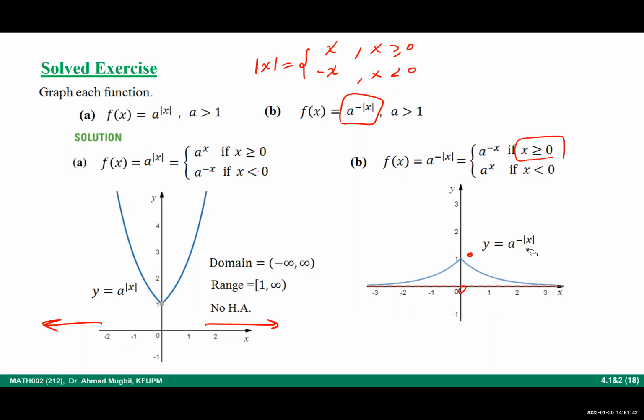Look, amazing. What is the range? This is kind of strange: from 0 open to 1 closed. And what is the horizontal asymptote? The x-axis. And the domain, of course, is all the real numbers.